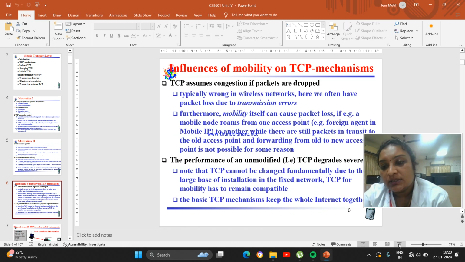Influence of mobility on the TCP mechanism. TCP assumes congestion when packets are dropped. But mobility itself can cause packet loss, as the mobile node roams from one point to another. The performance of an unmodified TCP degrades severely.